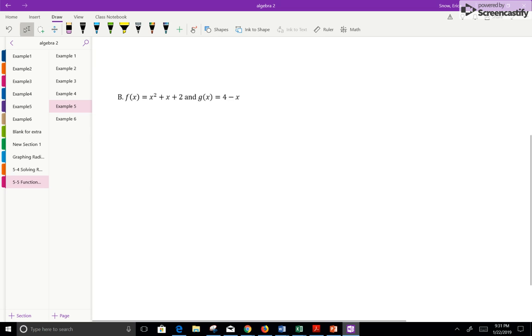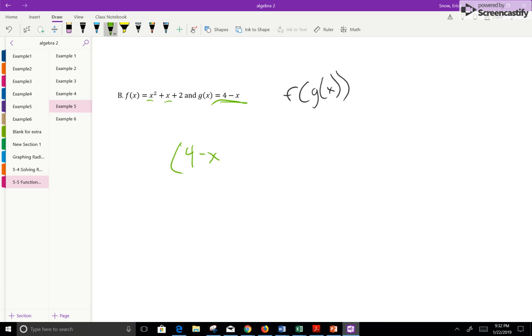Now, I'm going to do the same thing with this. So we're going to find f of g of x. So g of x is 4 minus x. And we're going to take that and plug it in everywhere we see that x. So I'm going to get 4 minus x squared plus 4 minus x plus 2. The black parts are, again, the pieces of our function f that are there. And the green parts are what we filled in with our g of x.